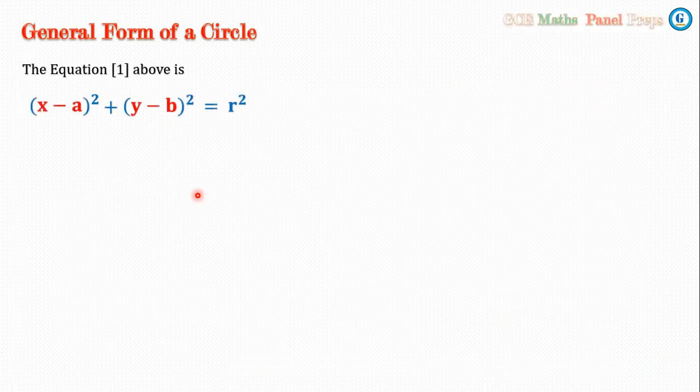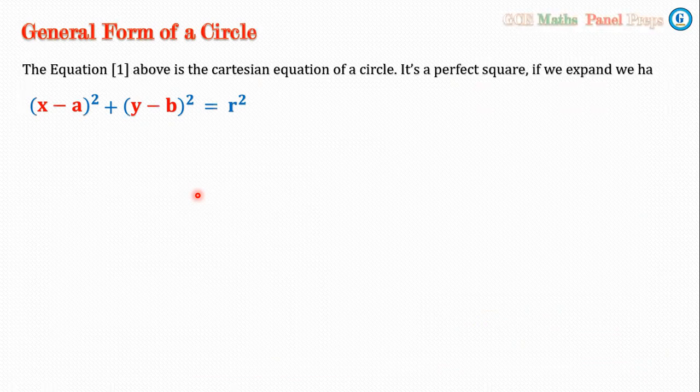All right. Now let's look at the general form of the equation of a circle. From equation 1 above, the Cartesian equation of a circle, we can look at it in terms of this perfect square when it is expanded. When we expand x minus a all squared plus y minus b all squared equals r squared, we are going to have the general form, but with some small modifications, as you have seen in your textbooks and as your teachers have taught you.